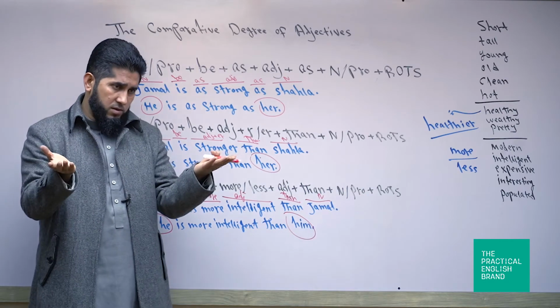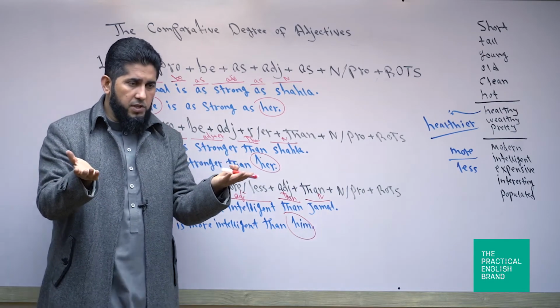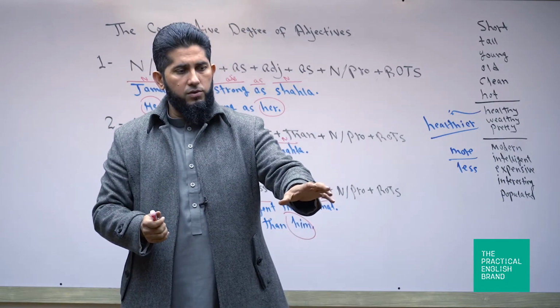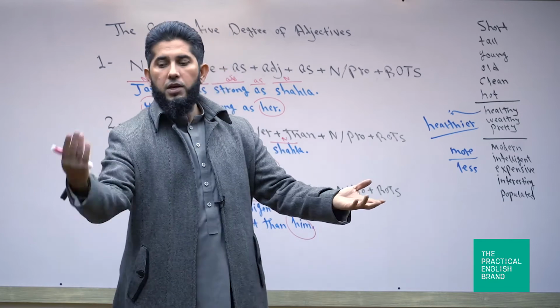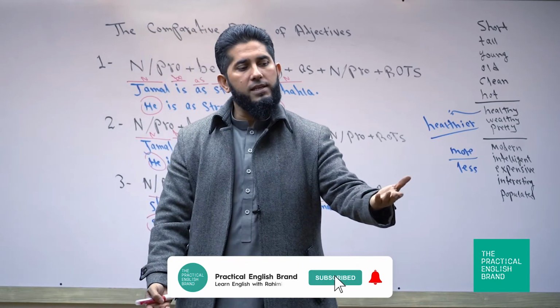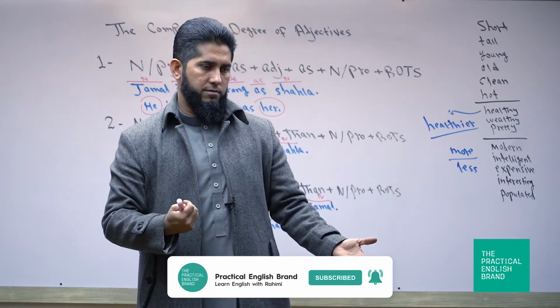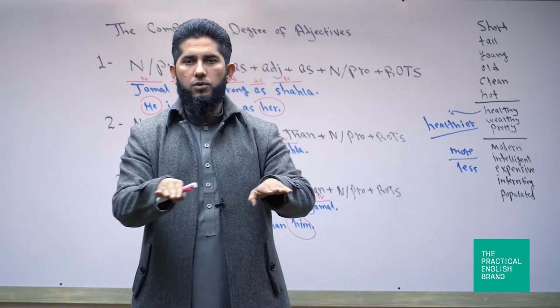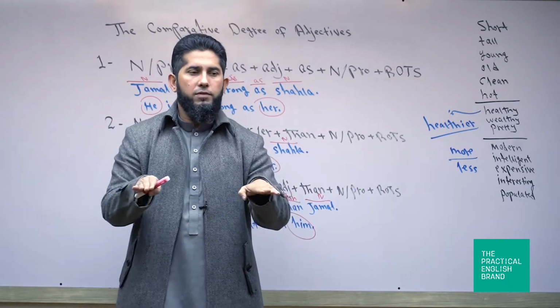They're both equal. Okay. See, for example, you got 80 marks on the final exam, and he got 80 marks on the final exam. So you are as intelligent as him. Okay, he is as intelligent as you. Okay, so this is the comparison of equality.